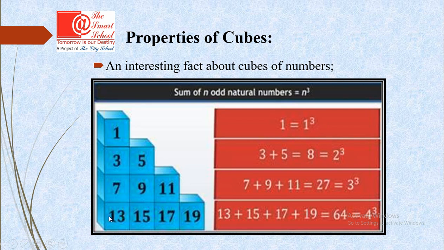Then the next 4 odd numbers, 13, 15, 17 and 19, and their sum is 64. And the cube of the next number, which is 4, is equal to 64. And we can move on, and we will find the same fact applies in all the numbers. So always the sum of the next odd numbers is equal to the cube of that number, where the count of odd numbers equals that number.